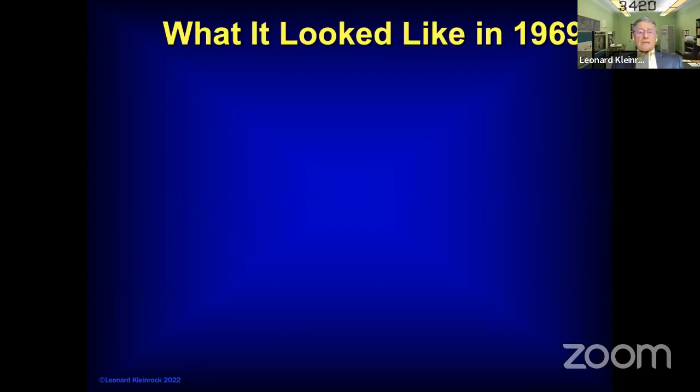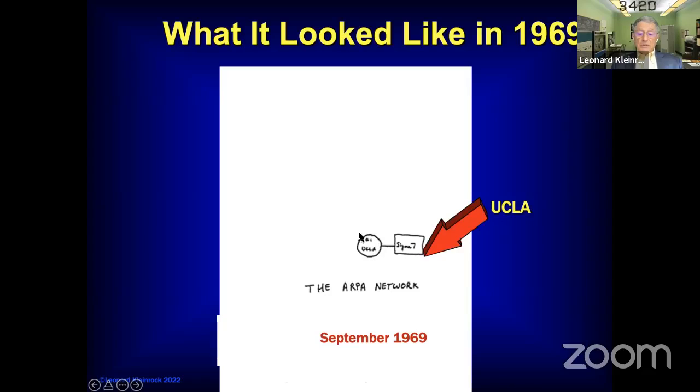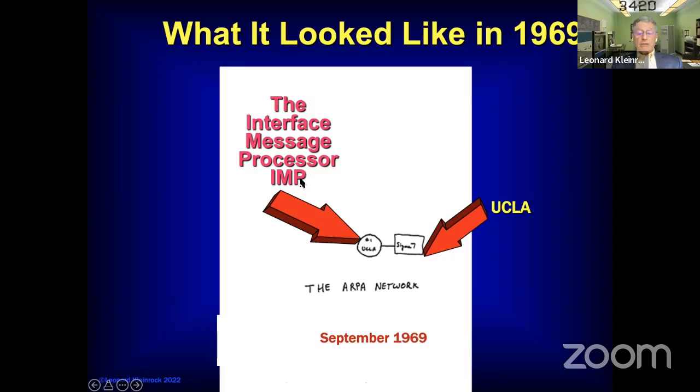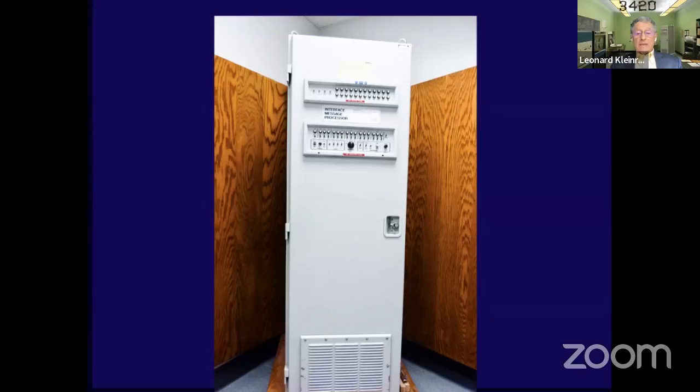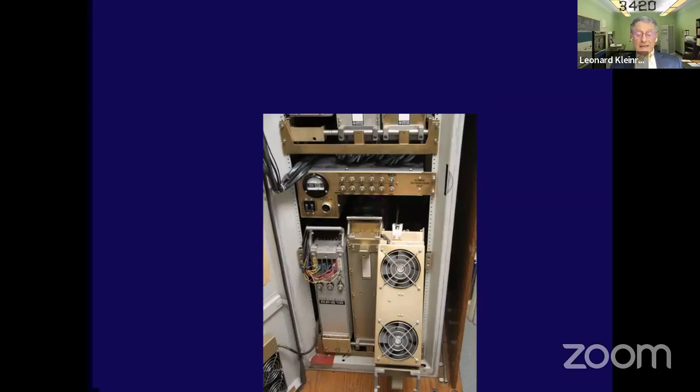So what did it look like in 1969? Well, before September 69, there was at UCLA a time-shared computer that I was running for the computer science department. And then finally, in September 69, ARPA, through its contracts, presented to UCLA the first node of the internet, this interface message processor. It's what you call a router today. It was that gray box I showed you. In fact, here's its picture again. Tall box. Here's a picture of the control panel. And if you look inside, it is so ugly, it's beautiful. That is the first router of the internet.